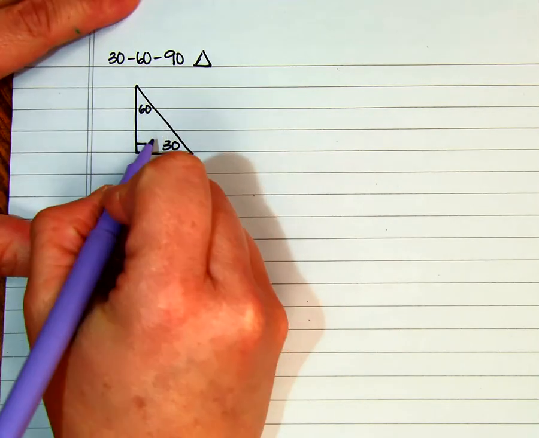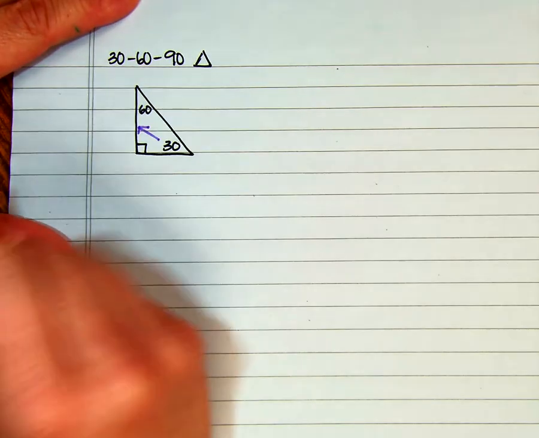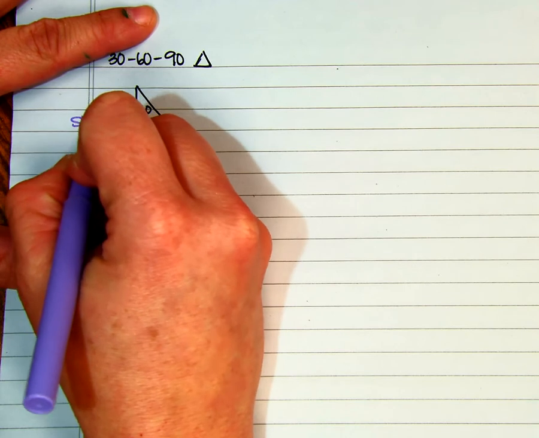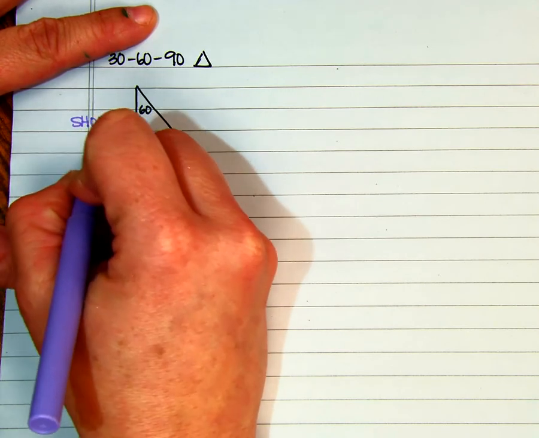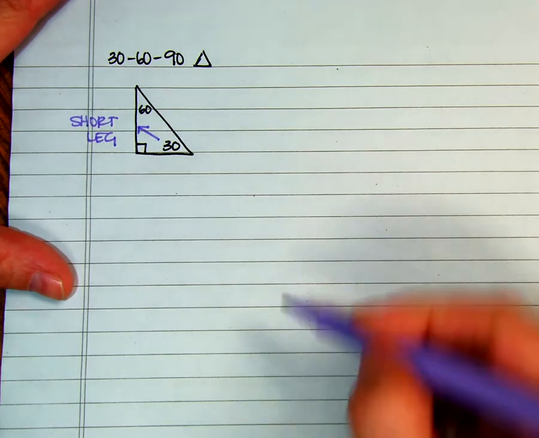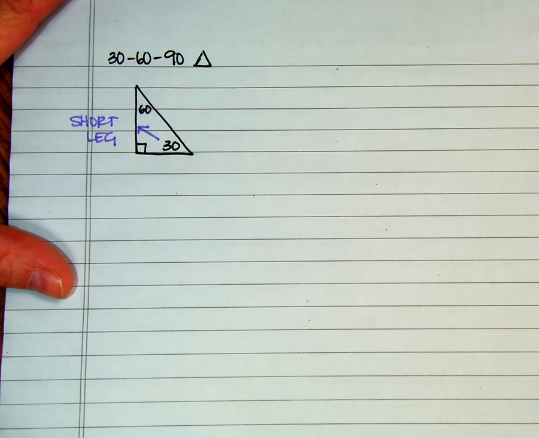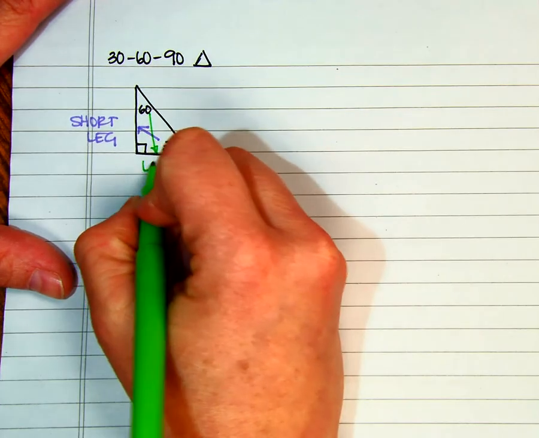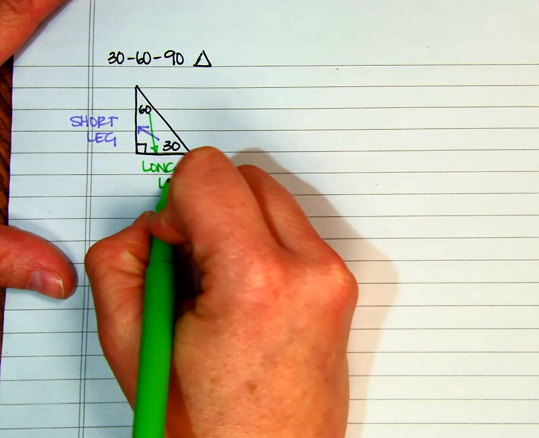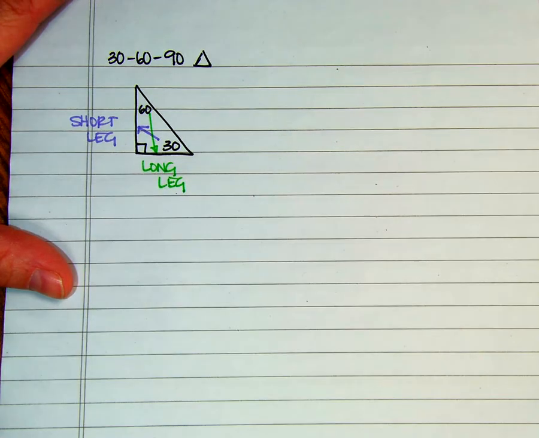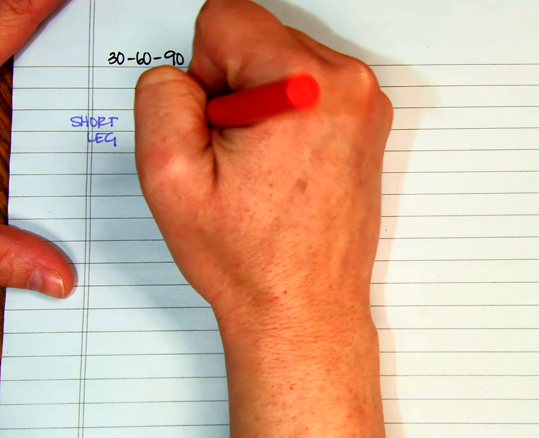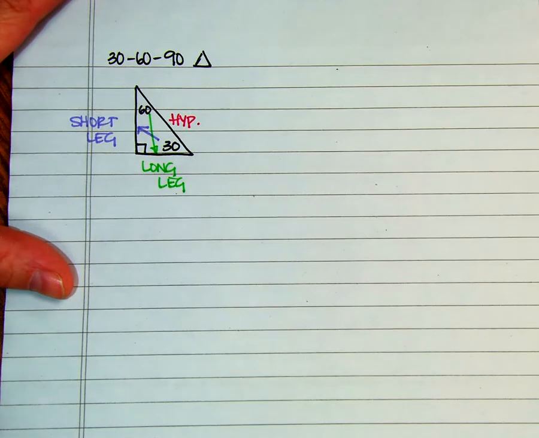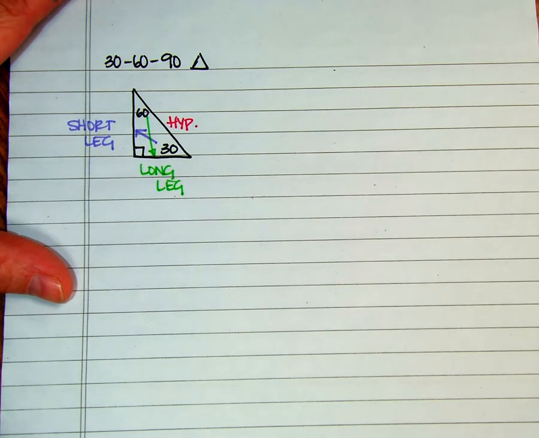The side opposite the 30 is called the short leg, and the side opposite the 60 is called the long leg, and then the hypotenuse is still the hypotenuse. Okay, so that is something that you're going to need to know.